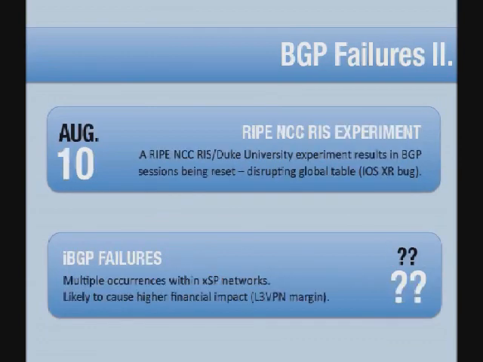The next one I want to talk about is actually much more recent, and to me it is indicative of why this is a big problem for us. Because RIPE NCC and Duke University decided they wanted to do an experiment. It's fine, it's the default-free routing table. You can use that. You do an experiment on it if you'd like.